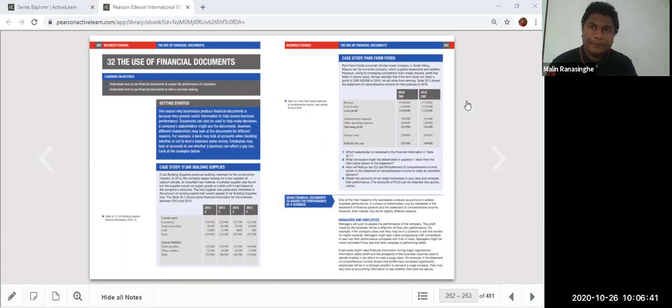You know, after 2 weeks, you have an examination that is coming on the 9th to 13th of November. So mainly, this is the final lesson of the term. It's the use of financial documents and everything.